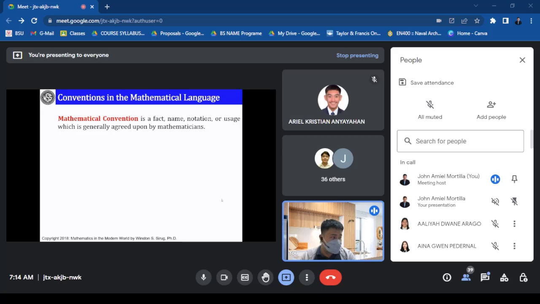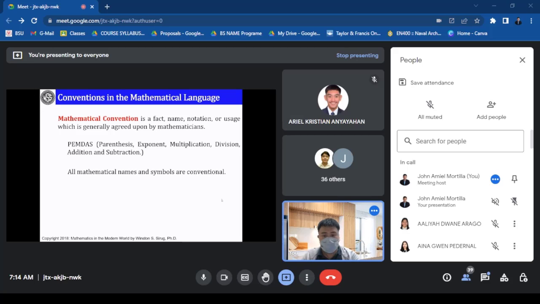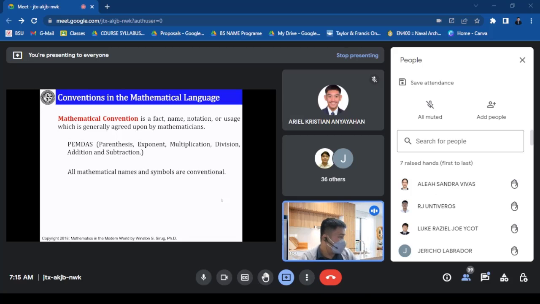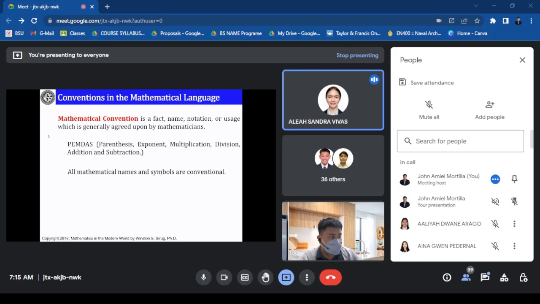Okay, so we have the mathematical convention. So, please read mathematical convention. Okay, Leia. Mathematical convention is a fact, name, notation, or usage which is generally agreed upon by mathematicians. PEMDAS, or what we call parentheses, exponent, multiplication, division, addition, and subtraction. All mathematical names and symbols are conventional.